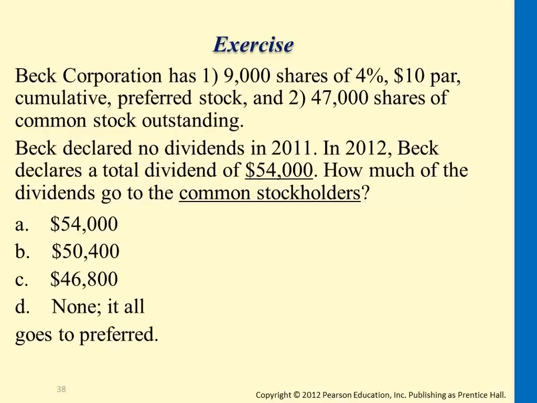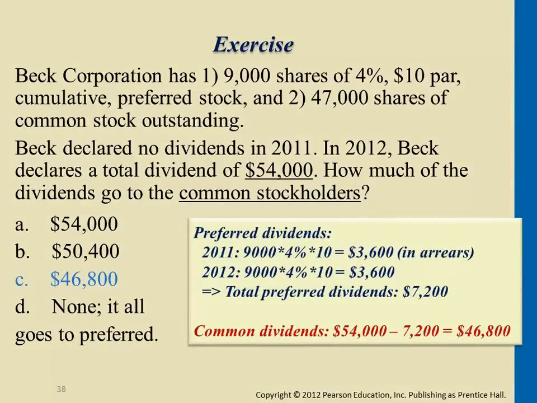Okay, so the preferred shareholders' amount would be 9,000 shares times $10 par value times 4% dividend rate. Okay, this will give you $3,600. That is every single year the dollar amount of cash dividends that preferred shareholders are supposed to get. Okay, so they have $3,600 from the previous year. They have $3,600 that they are entitled to get this year. Add them up, that will be the total amount that they're getting in 2012, $7,200. Okay, and this amount is a lot less than in total what they're declaring this year, $54,000. So the difference will be going into common shareholders' hands.